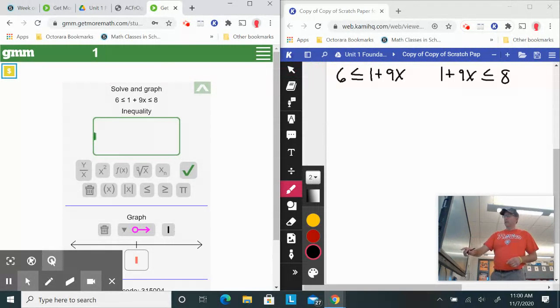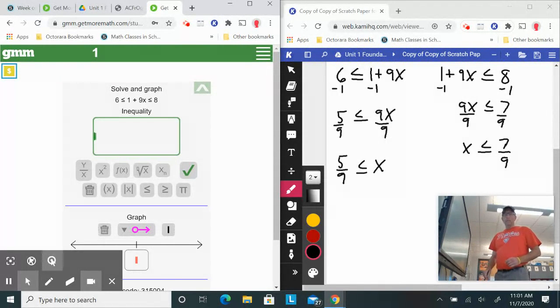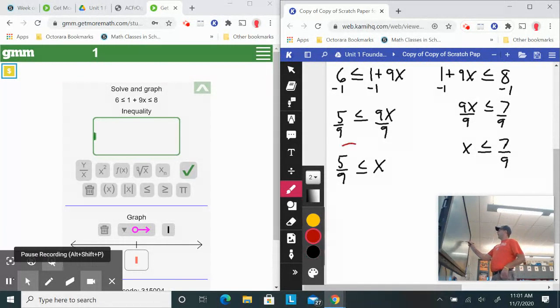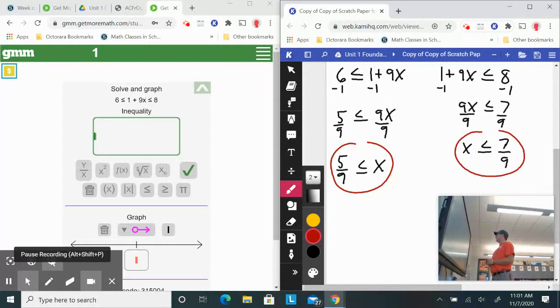So here I go. Now look on the right side. I have the second part, 1 plus 9x is less than or equal to 8. I'm going to take a little time. I'm going to pause the video and solve each of these separate ones, and I'll show you what happens when I get the solutions. All right, so I finished solving each of the parts. I had 5/9 is less than or equal to x. And on the other inequality, I have x is less than or equal to 7/9. So it has to be both of these because it's an and.